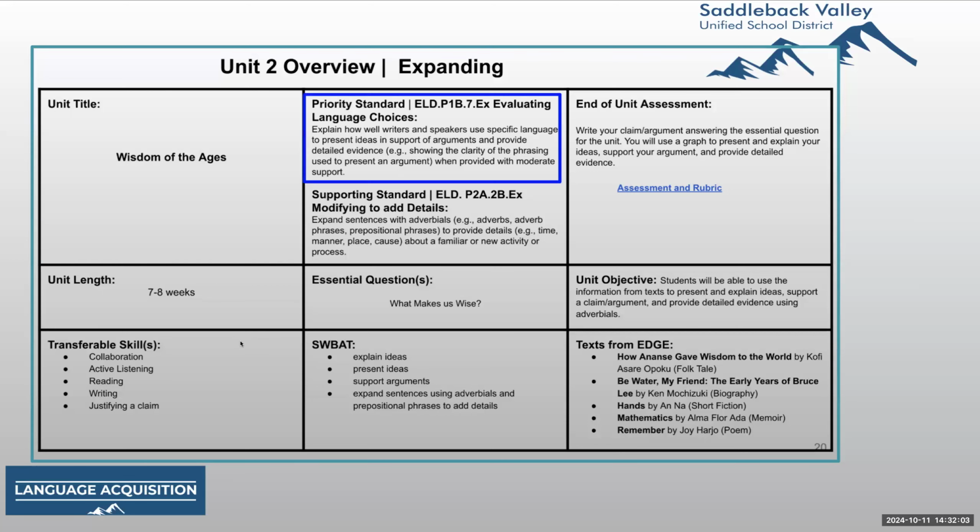Highlighted in blue, you see the unit's priority standard. The standard calls for students to evaluate language choices. From the standard, we identify what students will be able to do. Throughout the unit, we will allow students to explain ideas, present ideas, and support arguments. This could be done orally or in writing. The standard focuses on the presentational mode of communication.